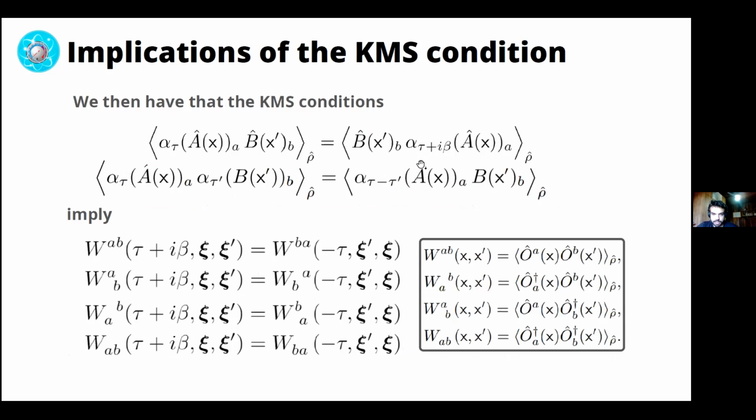The idea is that because of stationarity, all of these W functions will only depend on the time difference, tau minus tau prime. So I'm only going to write one slot here for the time; this should be understood as tau minus tau prime. And because of the KMS condition, you can essentially swap the order of these guys, provided that you advance in time or go back in time. This is the implication of the KMS condition for the two-point functions that show up in the probability. You have to swap xi and xi prime, and you get this antiperiodicity in imaginary time, which is characteristic of Wightman functions, of two-point functions, whenever you have a thermal state.